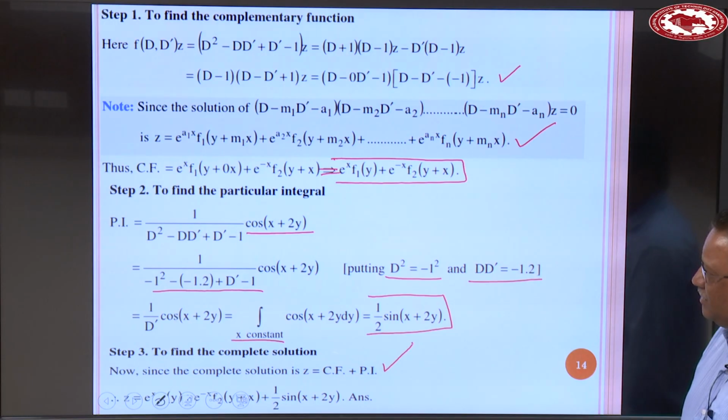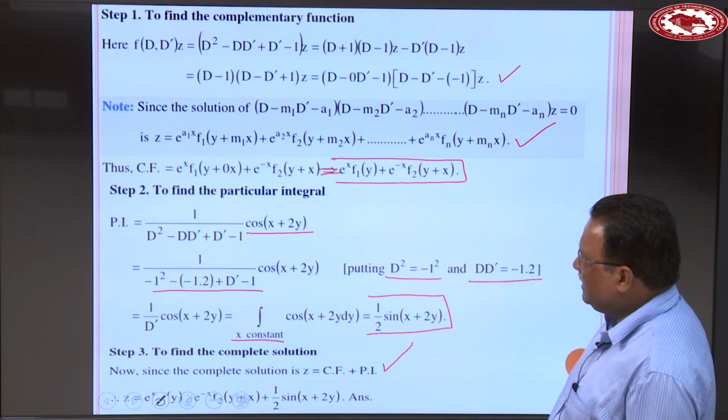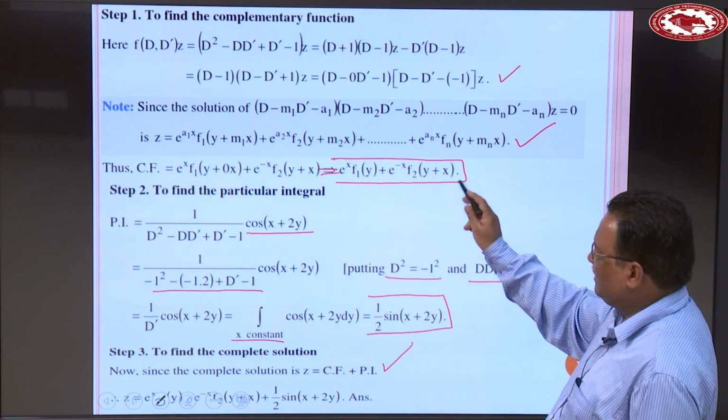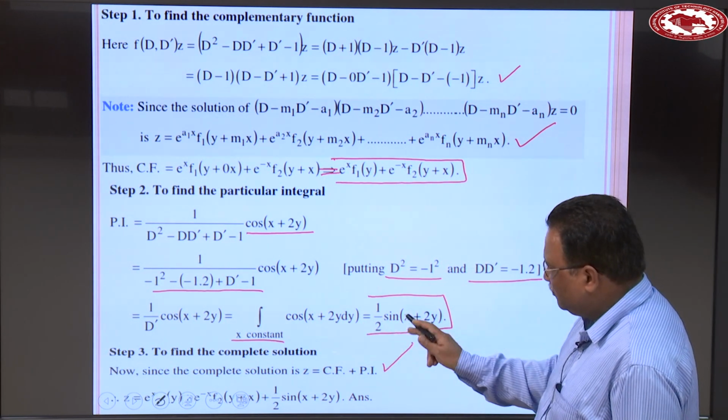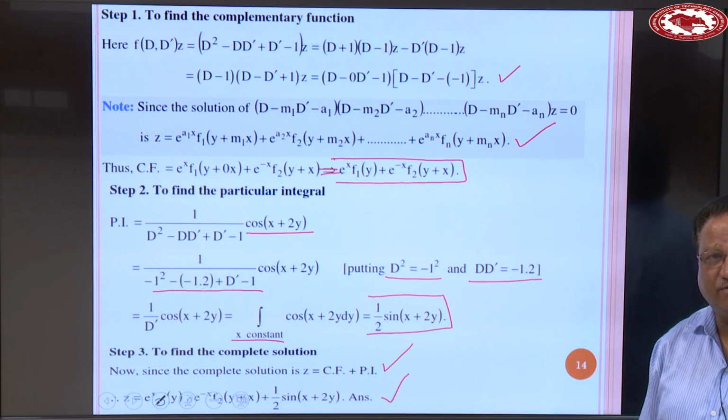So z is equal to complementary function plus particular integral. This means e raised to power x f1(y) plus e raised to power minus x f2(y + x) plus 1 by 2 sin(x + 2y). So that one is the complete solution for this problem.